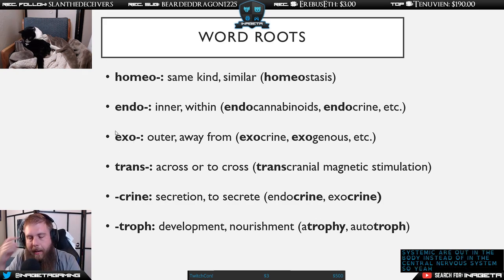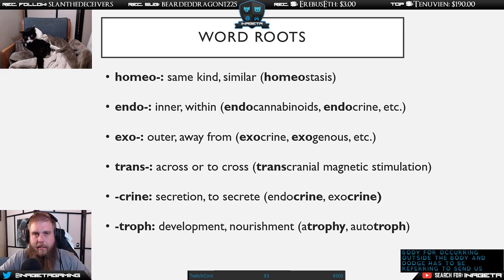So exo is the opposite of that, meaning outer or away from. So the exocrine system is the opposite of the endocrine system. Exogenous would be outside of the body or occurring outside the body. Endogenous would be referring to something that occurs within us. Exogenous is something outside of us.